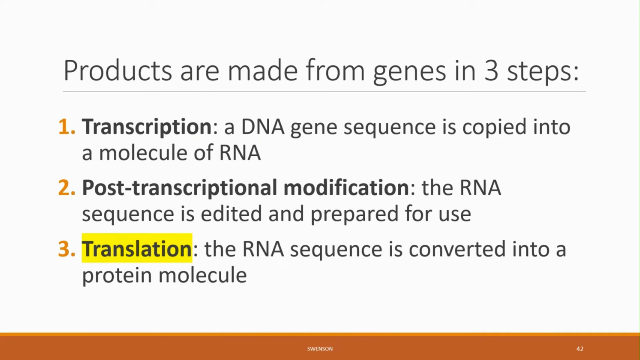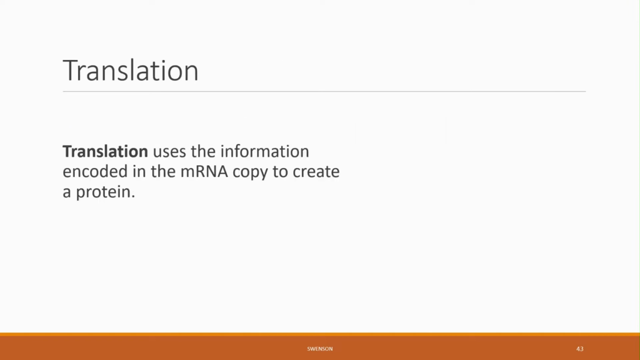Translation is the final step and the meat and potatoes of what DNA is all about. That is, to be used by the cell as a blueprint to make proteins. Translation uses the information encoded in the mRNA copy to create a protein. It takes place in the cell's ribosomes. Ribosomes are giant complexes made of RNA and protein.